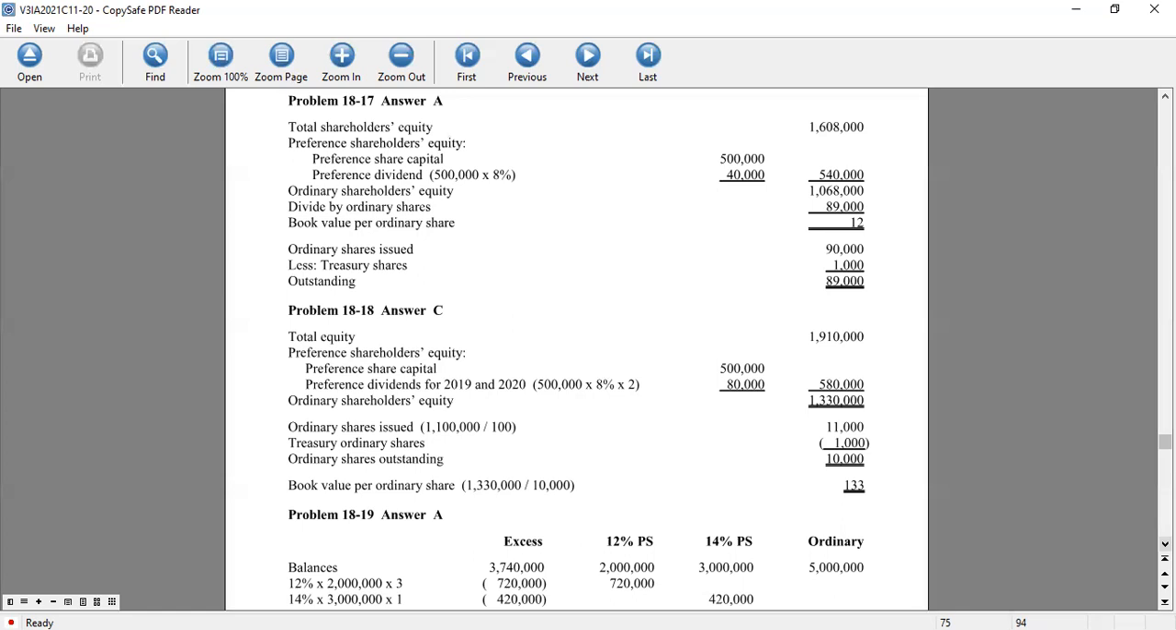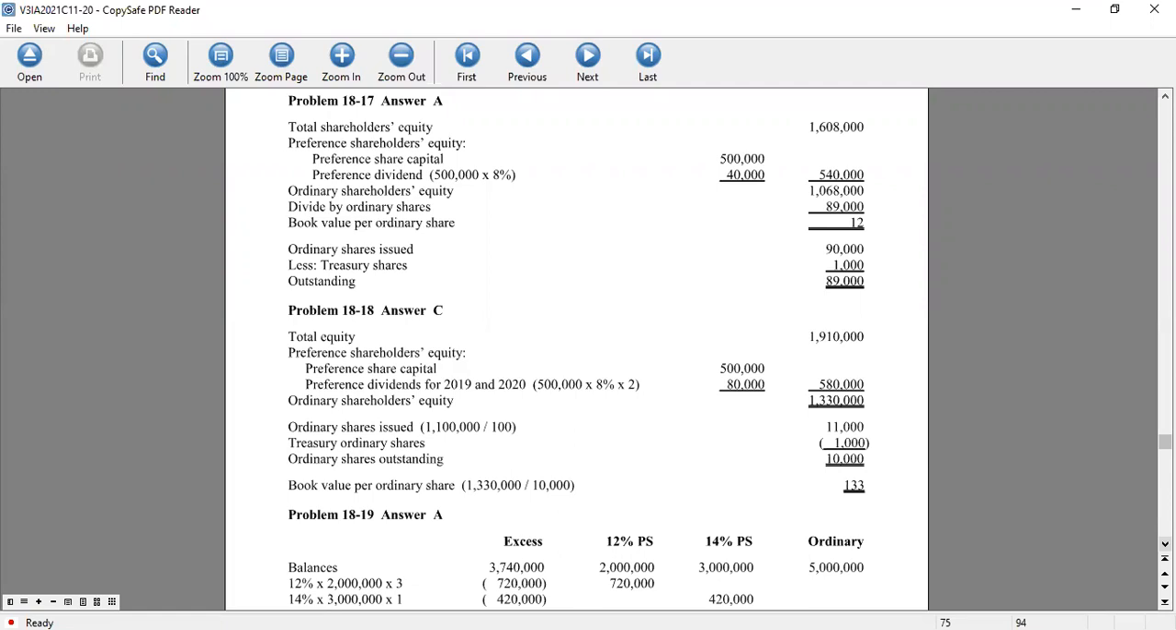Then we have number 18. Question, what amount should be reported as book value of an ordinary share? For the total equity of 1,910,000, deduct the preference share capital of 500,000 and the preference dividends for 2 years of 80,000.